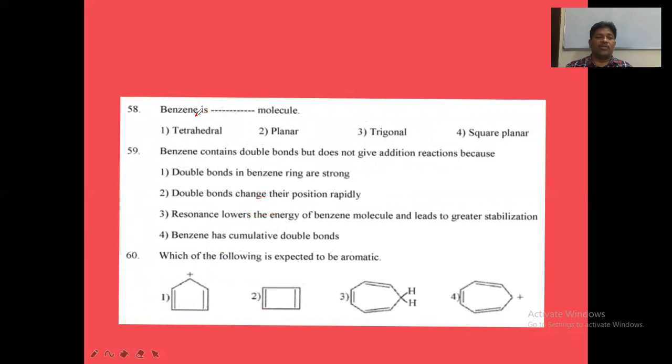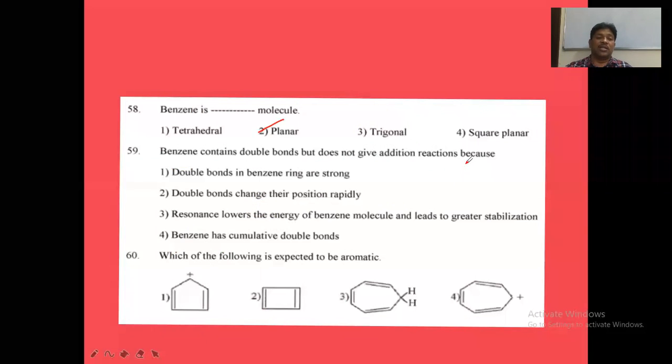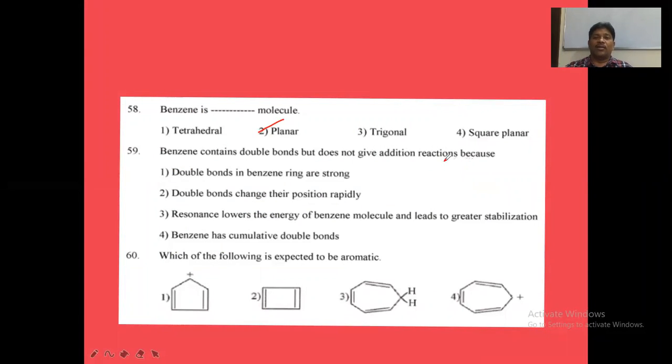Okay. So next one, the 58th we already discussed. 59. Here anyhow planar. So next one, benzene contains double bonds, but does not give addition reactions. Because benzene has double bonds, why is it not showing addition reactions like alkenes? Alkenes have double bonds. They undergo addition reactions easily. Benzene also has double bonds, but it does not undergo addition reactions easily. That is the reason they ask here.